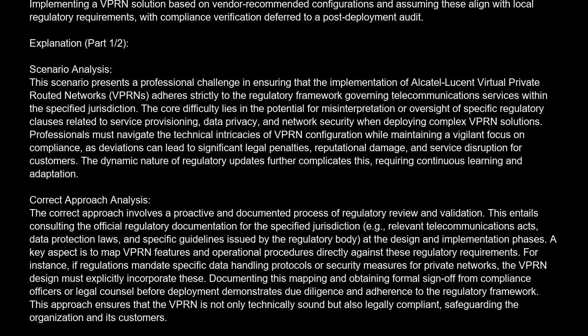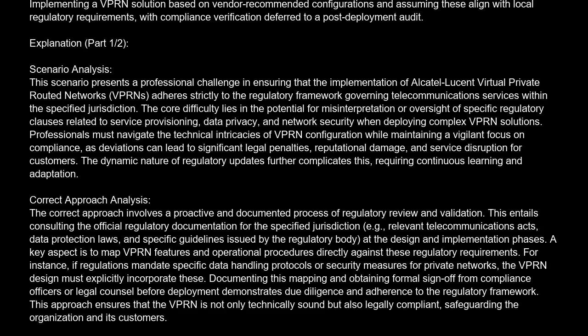Correct approach analysis. The correct approach involves a proactive and documented process of regulatory review and validation. This entails consulting the official regulatory documentation for the specified jurisdiction, e.g., relevant telecommunications acts, data protection laws, and specific guidelines issued by the regulatory body at the design and implementation phases. A key aspect is to map VPRN features and operational procedures directly against these regulatory requirements.